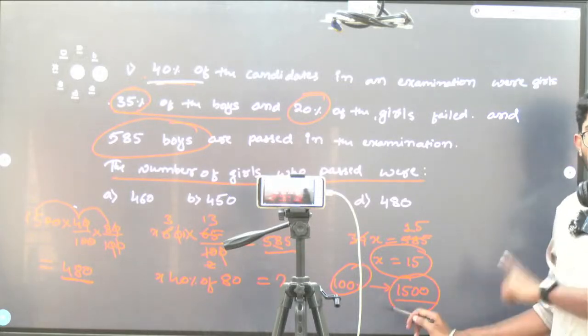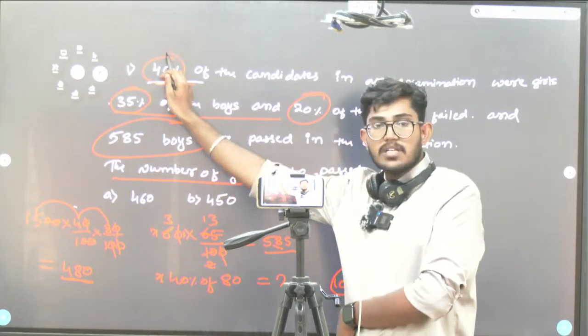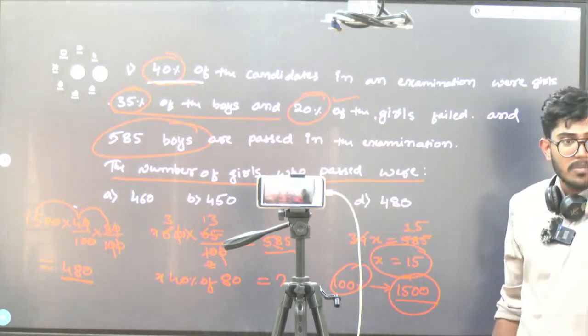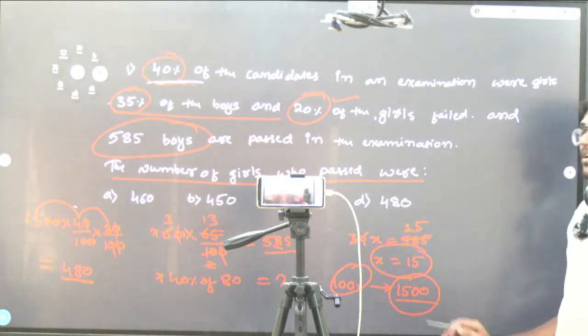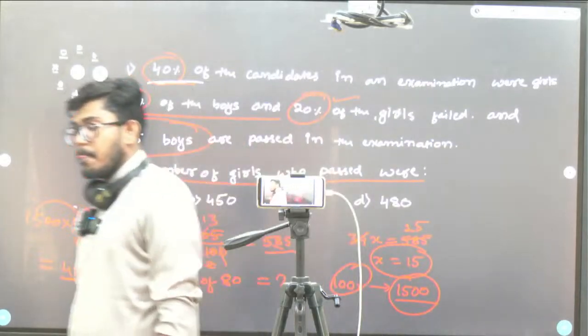1500 I am getting. Now once you get 1500 students, now the girls who passed. Girls total 40% you have. In that 20% failed, they have given, means remaining 80% will have passed. 40 of 80% how much are you getting? 32%. So 1500 of 32% directly. Right.